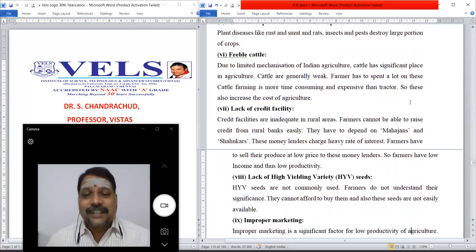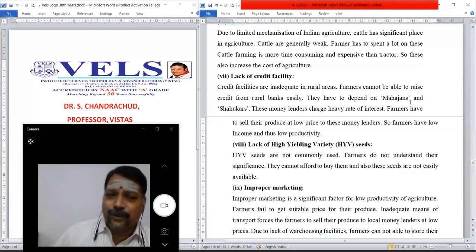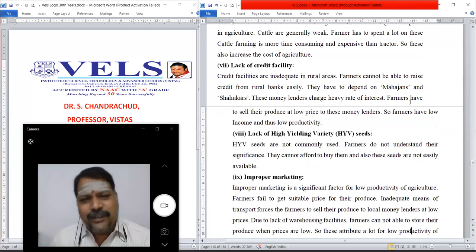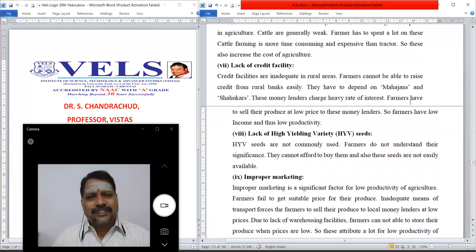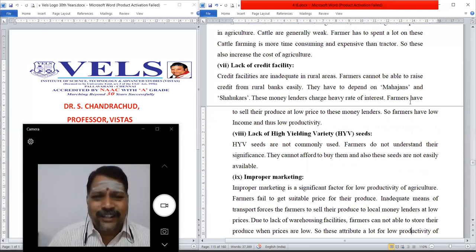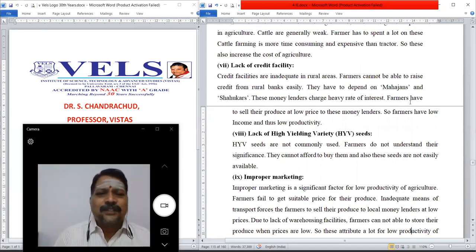One more reason is lack of credit facility. The credit facility is inadequate in the rural areas. Farmers cannot reach the actual financial institutions. Why? Because they ask for different formalities. The farmers are illiterate. They are dependent on Mahajans, that is, local money lenders. These money lenders charge a heavy interest rate, and farmers have to sell their produce at a lower price because of this money lender. So farmers have low income and low productivity.